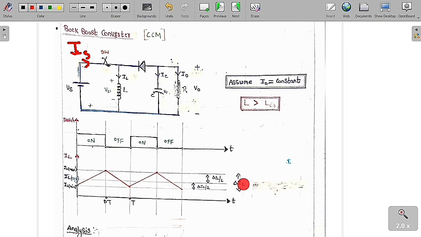The amount of ripple is delta IL. So this is IL average. The average value is going to lie exactly between these two. So IL maximum is equal to IL average plus delta IL by 2, and IL minimum is equal to IL average minus delta IL by 2. This is what you are going to get from these graphs.